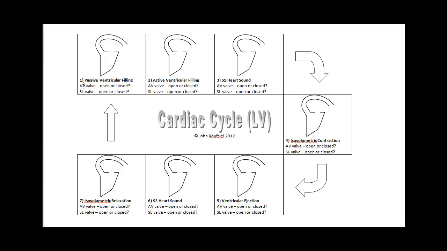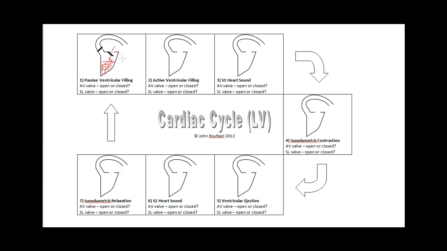Okay, so we start off here, passive filling, or passive ventricular filling. Well, it's got to fill up. Again, this is a cycle, so you can start anywhere, but it's got to fill up. So the blood is going to start to come in here, and it's going to start to fill up the ventricle. Since it's filling up, this valve has to be open so the blood can get in. But what would happen if this valve, the SL valve, was opened? Well, the blood would go in and it would rush right out of the aorta. So this valve here has to be closed.